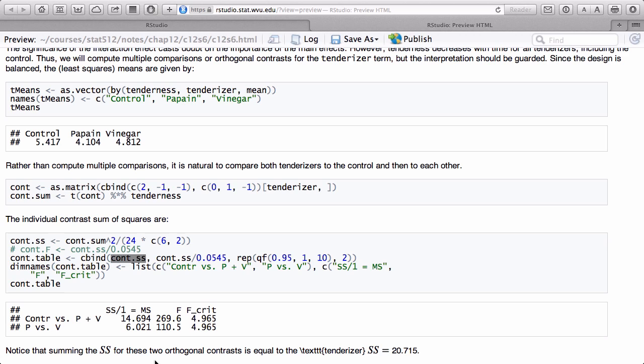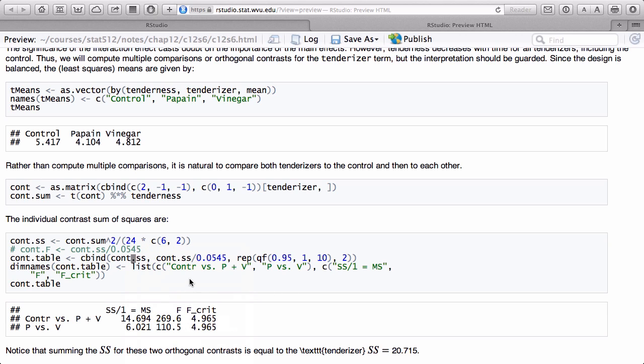Why? Because each one of those has 1 degree of freedom. So if I divide the sum of squares by 1, I get the mean square. So in this case, the sum of squares equals the mean squares. Is that clear? So I wrote this: SS divided by 1 equals mean square. So this column is the mean square. It's also the sum of squares, so it corresponds to this first column.